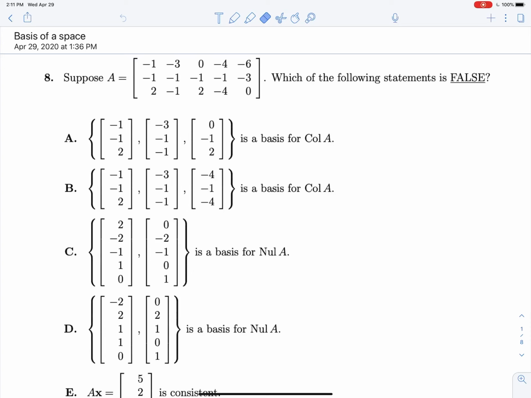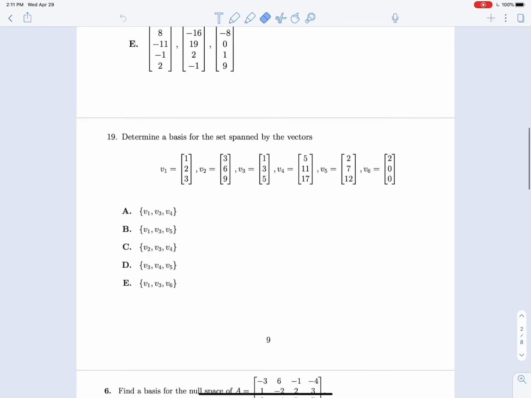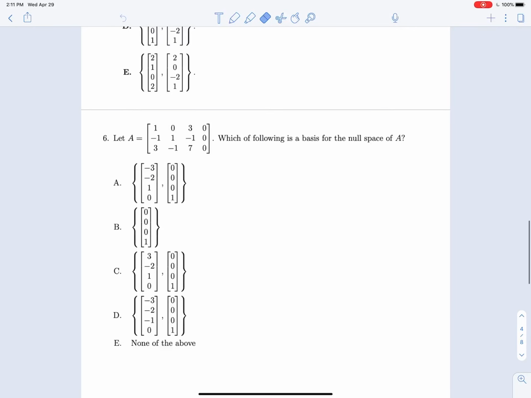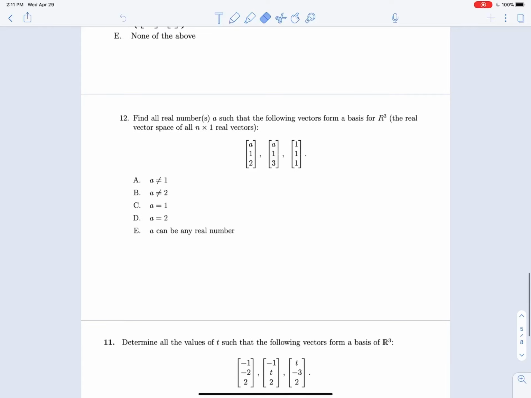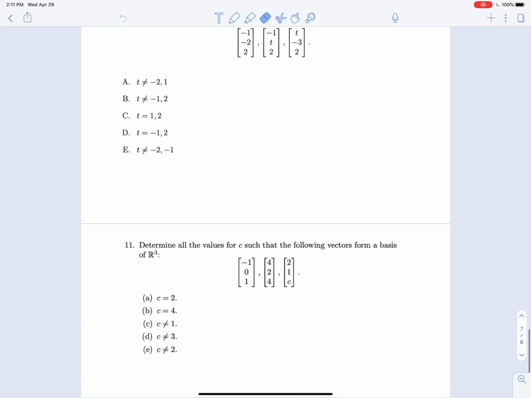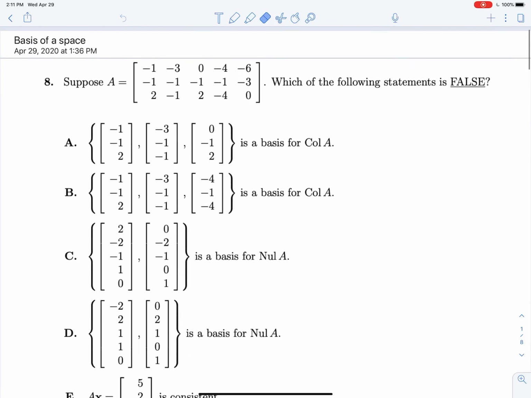So we're going to quickly go through all of the basis questions that we've had on the past six MA265 finals. Most of these are about the basis for the column space and the null space. There's a null space. This one's just a, yeah, that one's a column space. Null space, null space, just a basis for R^n, basis for R^n, and basis for R^n. So it's actually ordered quite nicely, even though I didn't mean to do it that way.